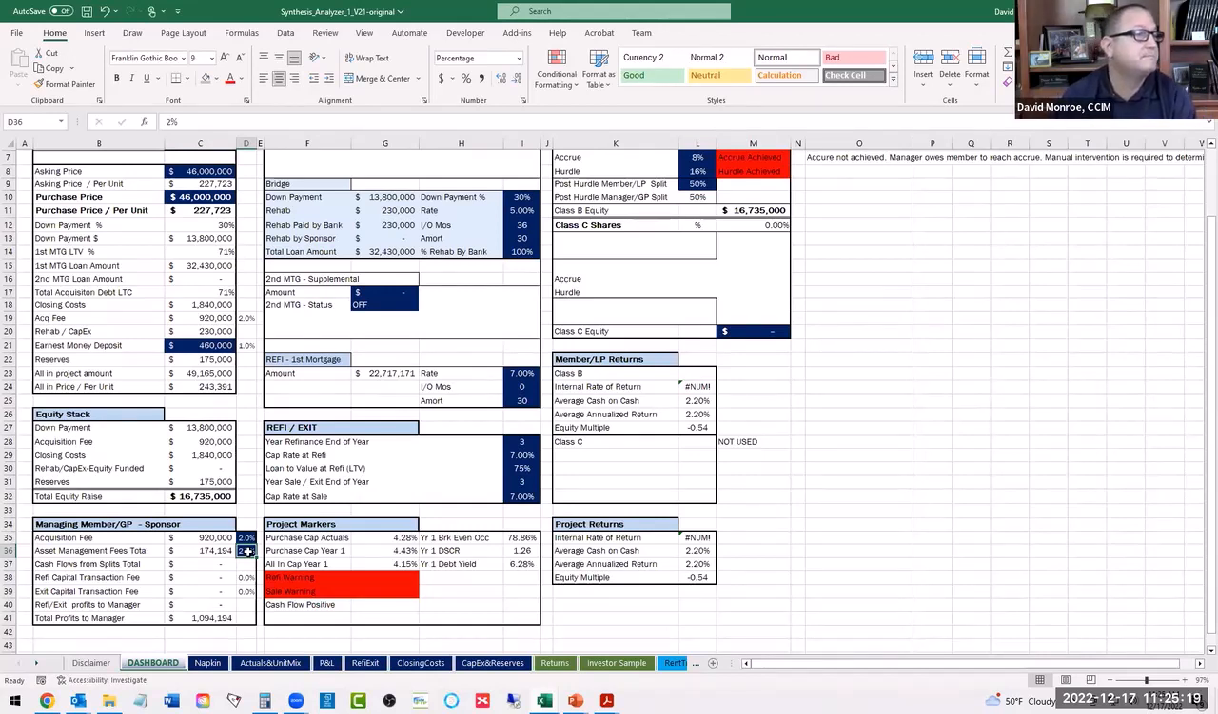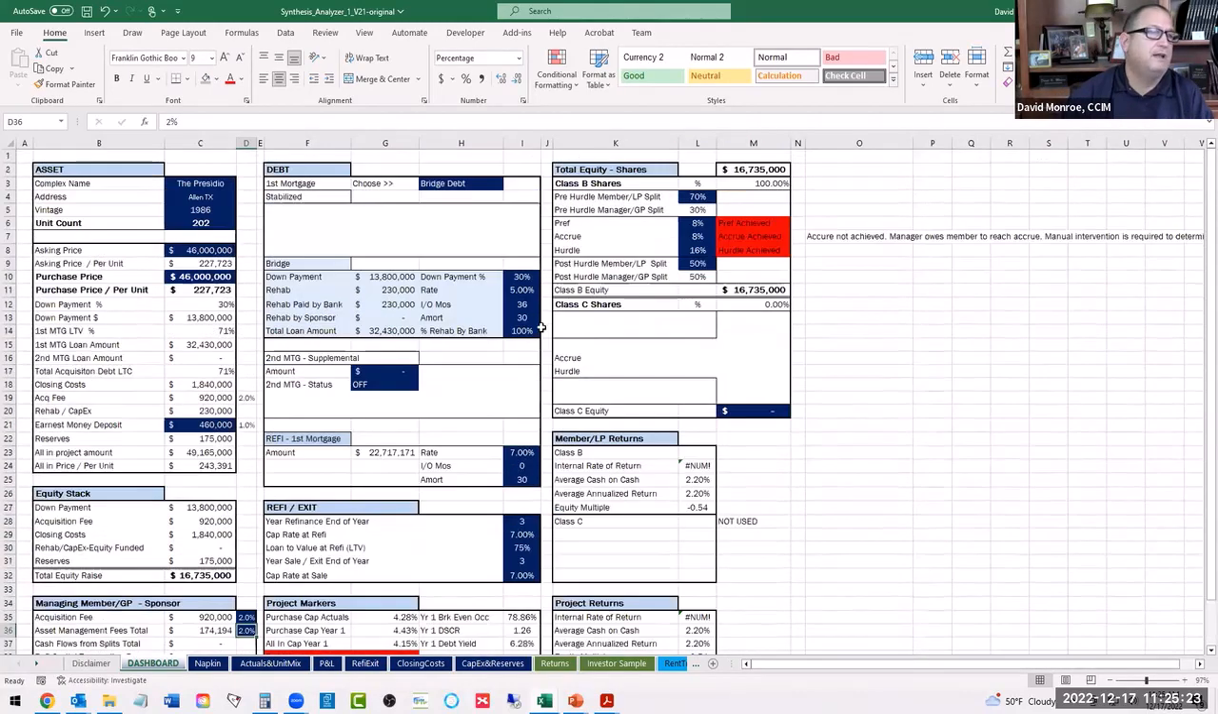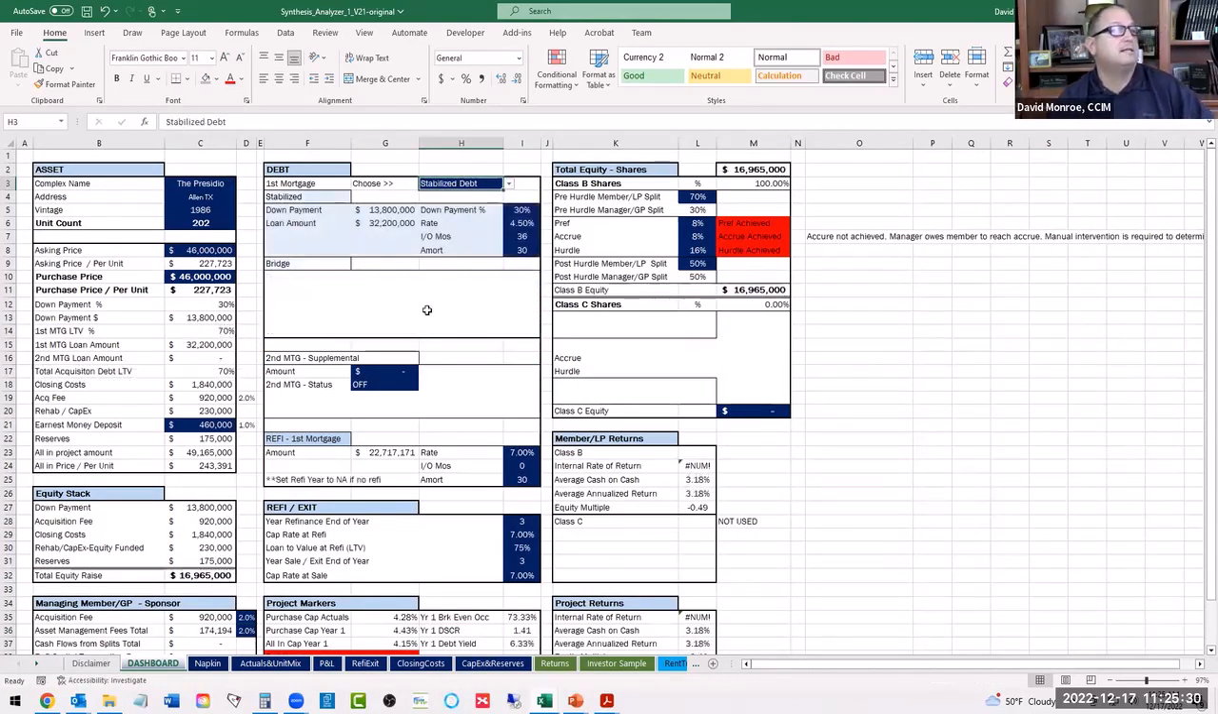Okay, makes sense? So those are our input cells for the project itself. Now we go to the loan data. We can choose here. We're not doing bridge. We know we're going to do stabilized debt. So we'd like to see a 30% down payment, but I don't think we're going to get it. Let's change it to 25.